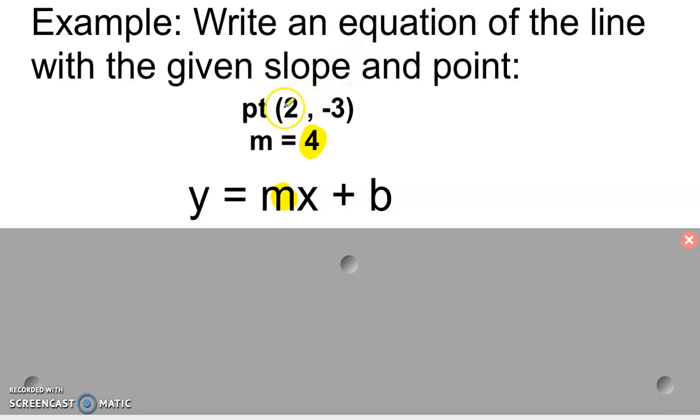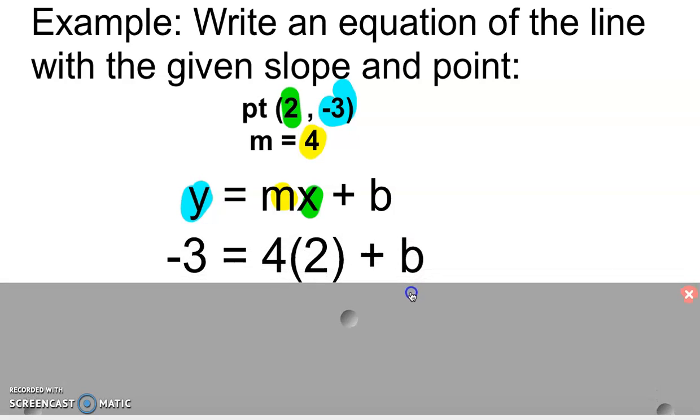Our x is 2, and that's going to go in here. And my y is negative 3, and that's going to go in here. So I'm just going to fill into the y equals mx plus b equation, and that's going to help us find our b, and then we'll know the equation of the actual line.